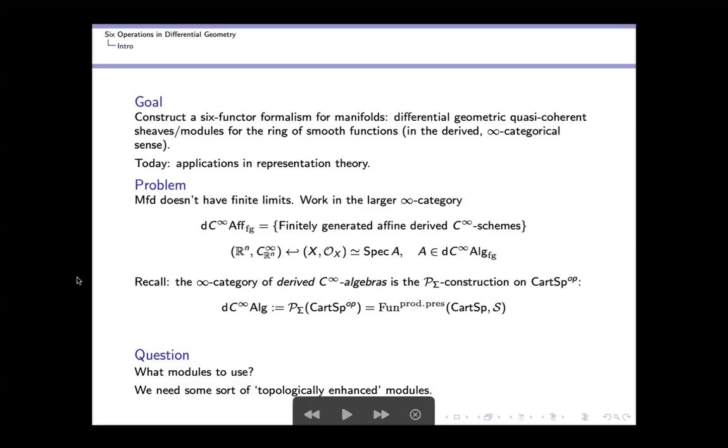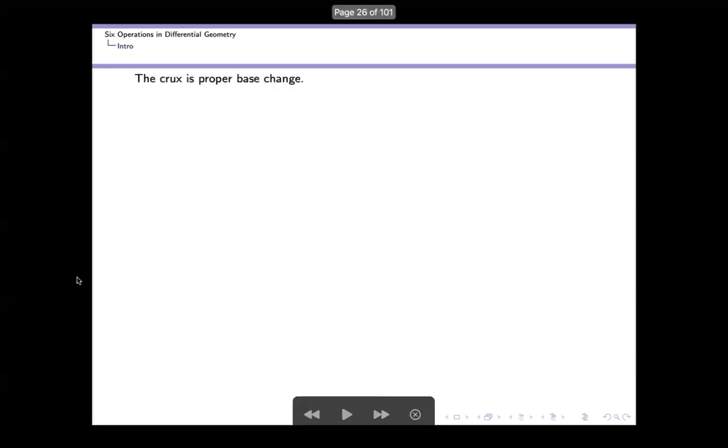So what we're going to need is some notion of modules that lives in a topologically enriched setting. So all your modules are topological modules, right? So they're enriched in topological vector spaces in some sense. But this is subtle, and this is what I'm going to address in the next 5 to 10 minutes.